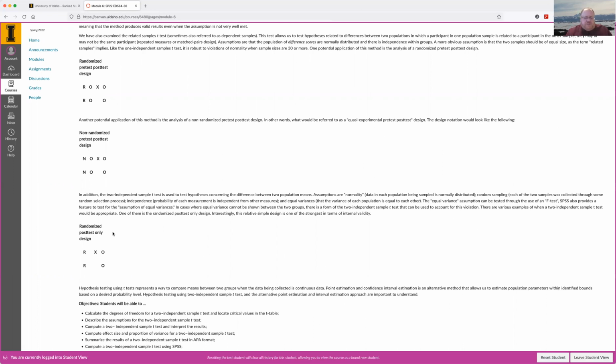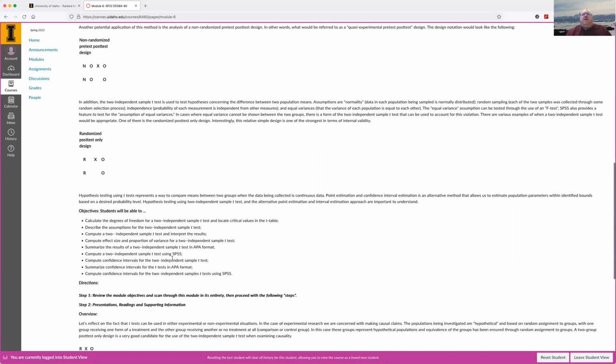Hypothesis testing using t-tests represents a way to compare means between two groups when the data being collected is continuous data. Point estimation and confidence interval estimation is an alternative method that allows us to estimate population parameters within identified bounds based on a desired probability level. Hypothesis testing using two independent sample t-tests and the alternative point estimation and interval estimation approach are important to understand.